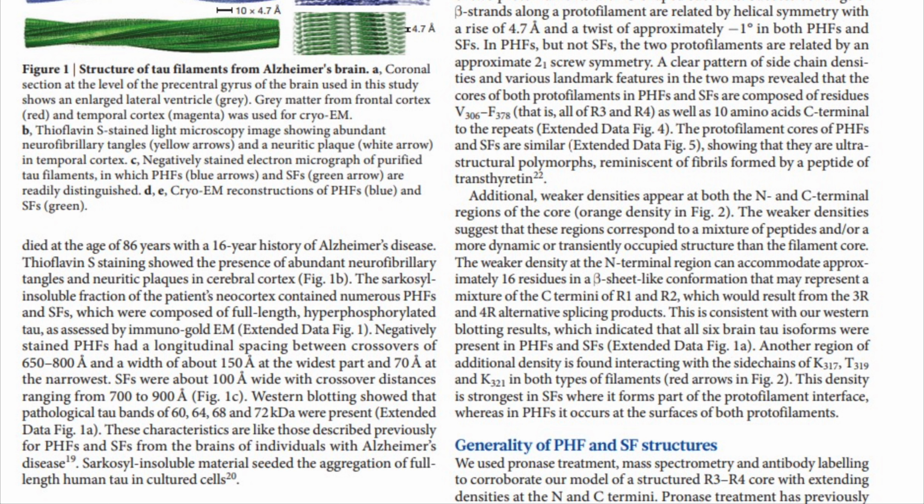Unsharpened density, highlighted with an orange background, is reminiscent of a less ordered beta sheet and could accommodate an additional 16 amino acids, which would correspond to a mixture of residues 259 to 274, R1, from 3R tau and residues 290 to 305, R2, from 4R tau.